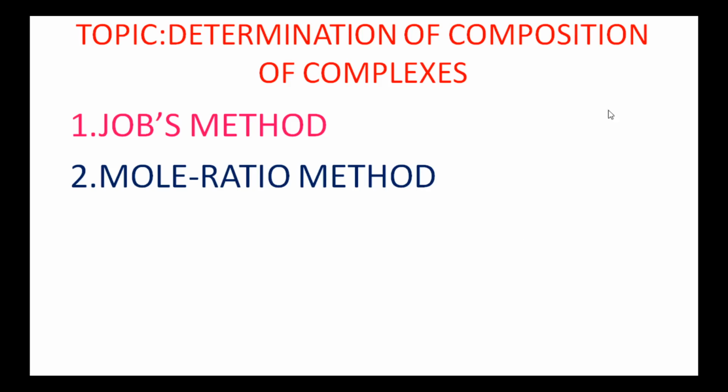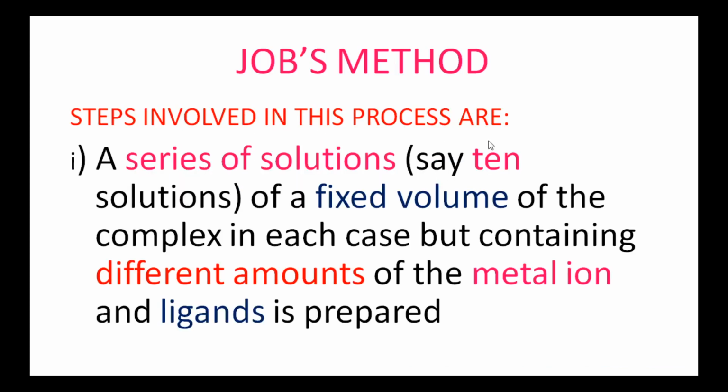The composition of a complex is determined by two methods. First one is Job's method, second one is mole ratio method. First of all, I am discussing Job's method. In this method, the following steps are involved in this process.